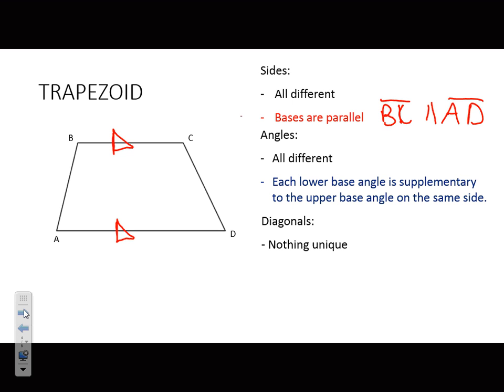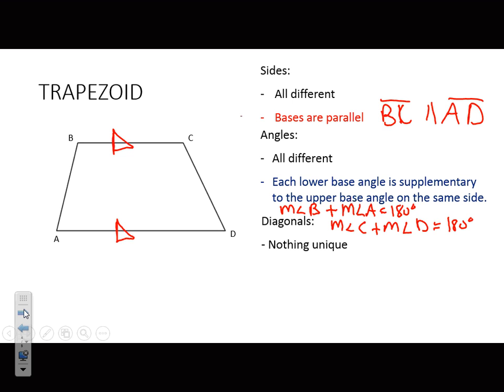So in this case, if I was talking about measure of angle B, that's an upper base angle, so the one on the same side that's lower than that is going to be measure of angle A. So if I add those two together, I'm going to get 180. Now the other set that we could do is the measure of angle C plus the measure of angle D is going to equal 180. All right? Now, as far as the diagonals go, there is nothing unique about our trapezoids.